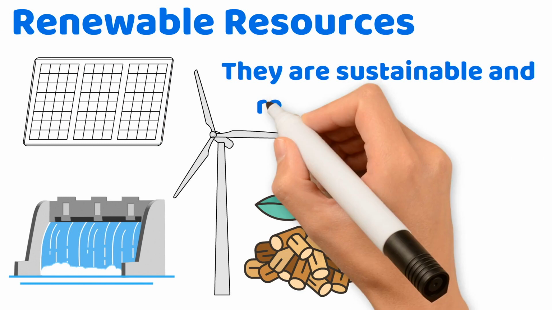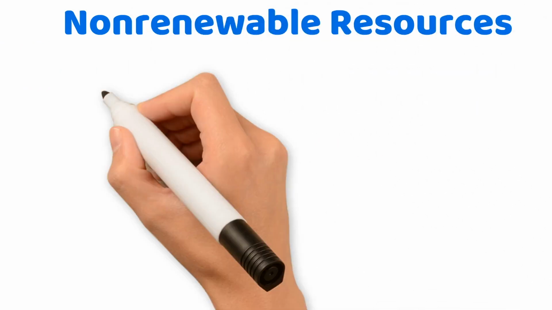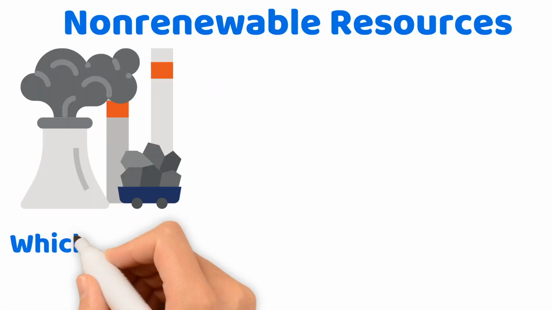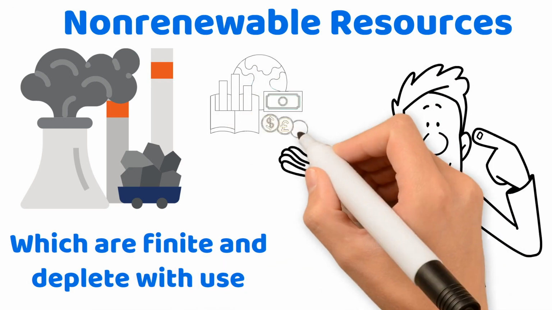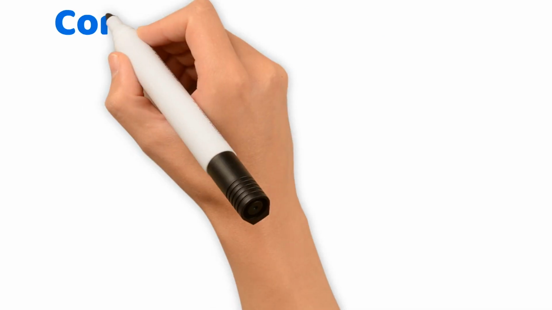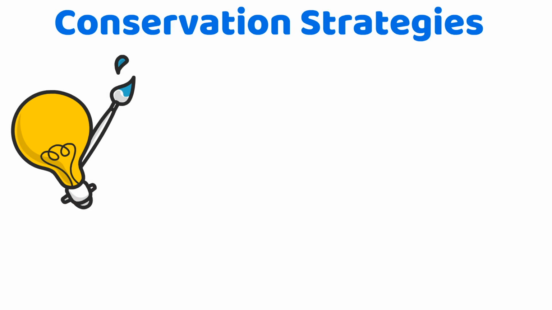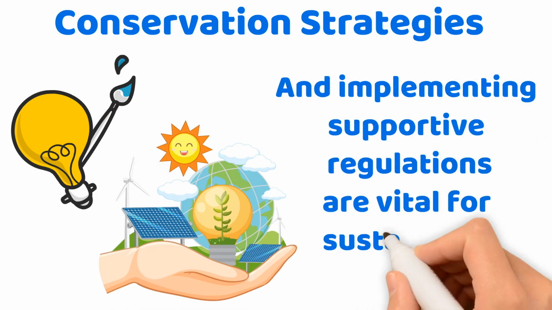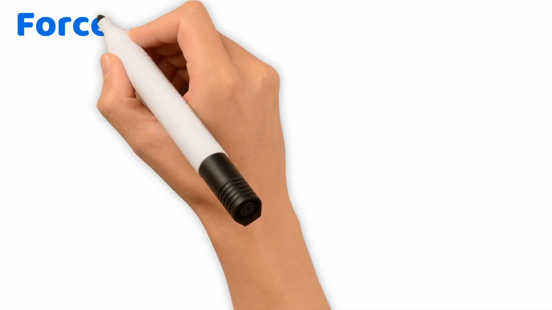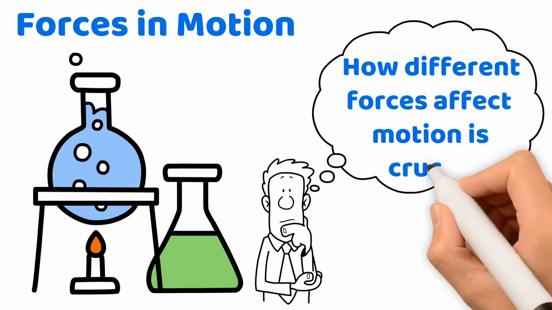They are sustainable and replenish naturally, making them crucial for long-term energy planning. Non-renewable resources. These are resources like fossil fuels and nuclear energy, which are finite and deplete with use. Understanding their impact on the environment and economy is essential for responsible usage. Conservation strategies. Strategies such as promoting energy efficiency, transitioning to renewable energy, and implementing supportive regulations are vital for sustainable development. Forces in motion. In physical science, understanding how different forces affect motion is crucial.